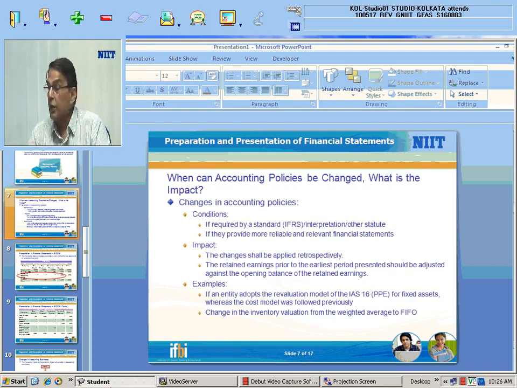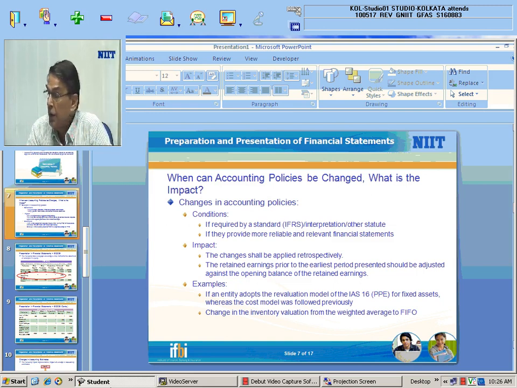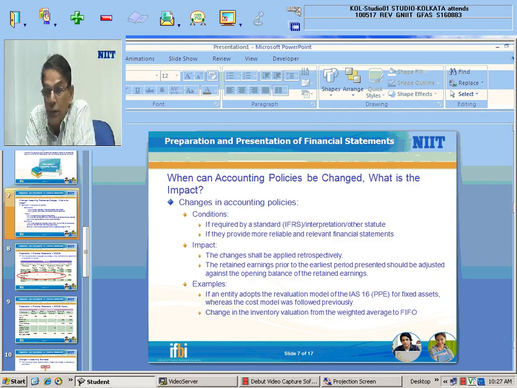Now the question is, accounting policies can also be changed. It is not that once a policy is selected, it can never be changed. Changes in accounting policies can happen under two conditions. If it is required by a standard or interpretation or other statute, law. If it is required by a new standard, a new guidance of IFRS under a particular standard or interpretation of a particular standard, or other laws which may come into force, or if the change provides more reliable and relevant financial statements. So an accounting policy once selected can be subsequently changed under these two conditions. Either it is required by a standard or an interpretation, or by laws enacted, other statute, or otherwise if a change in the accounting policy will result in financial statements providing reliable and more relevant information to the users.